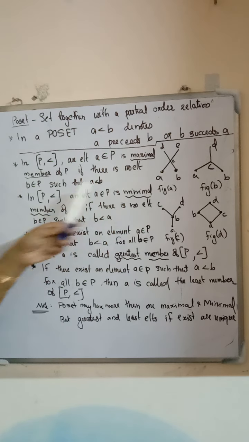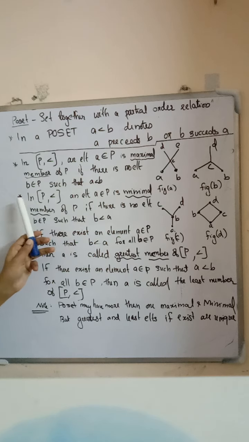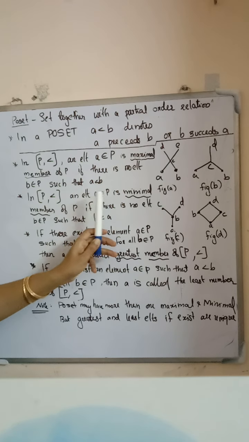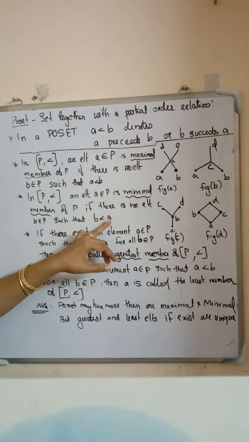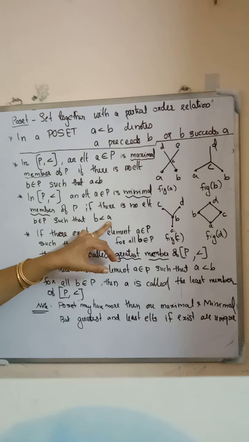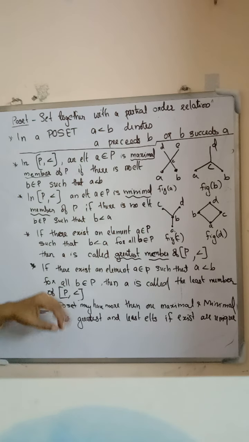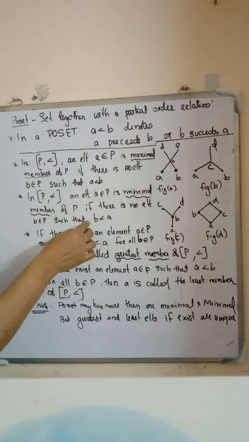Next we define a minimal member of the poset. In (P, less than), a poset with a partial order relation, an element A in P is a minimal member of P if there is no element B in P such that B less than A. That is, if A is minimal, we couldn't find an element B which is less than A, or we couldn't find a predecessor of A.